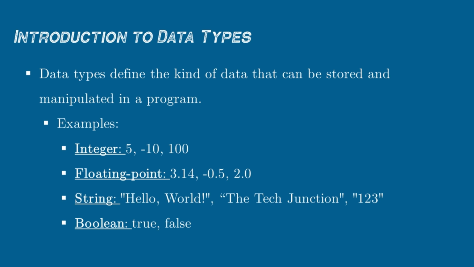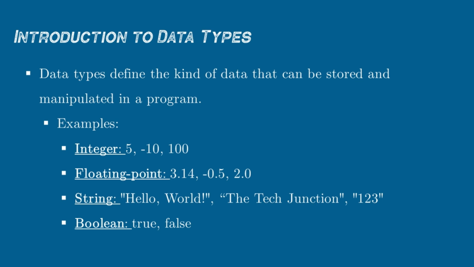Data types are essential in programming, as they define the kind of data that can be stored and manipulated in a program. Here are some common data types. Integer. This data type represents whole numbers without any decimal places. For example, 5, -10, or 100.